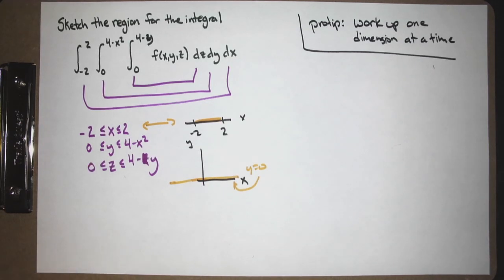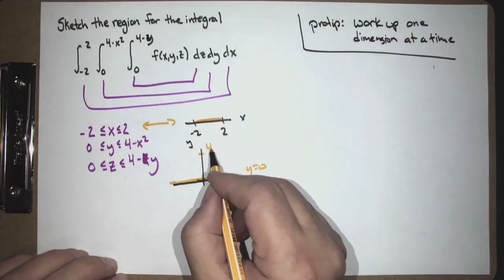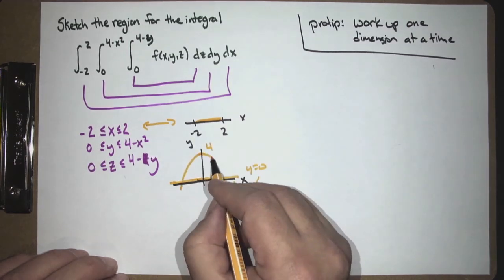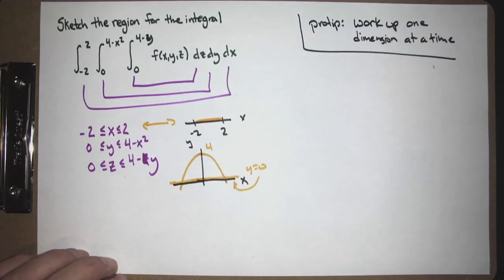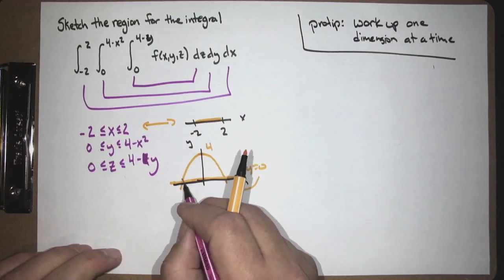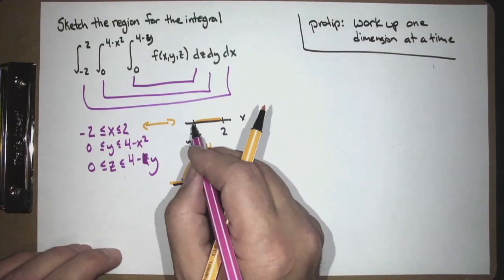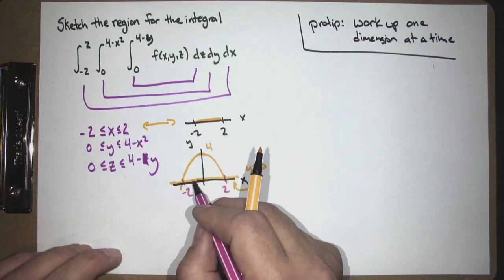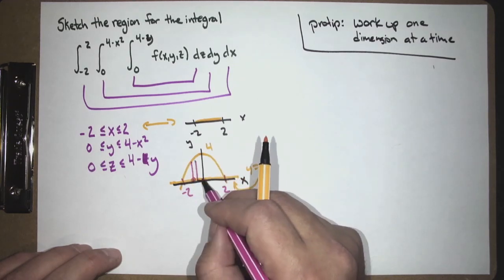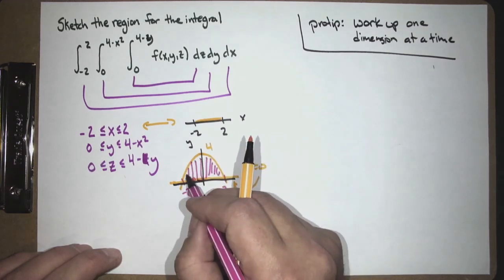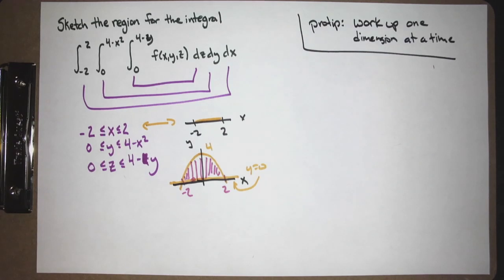And I realized I didn't draw this quite well enough. What does y equals 4 minus x squared look like? Yeah, it's a parabola. Its peak is at 4, and it goes down. Where does it intersect? Ooh, isn't that convenient? Because x is going from negative 2 to 2. For a value for x, y goes from 0 up to this 4 minus x squared. So our outer layer is this piece of a parabola. All right. Cool.